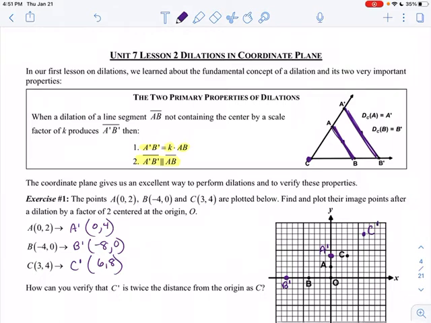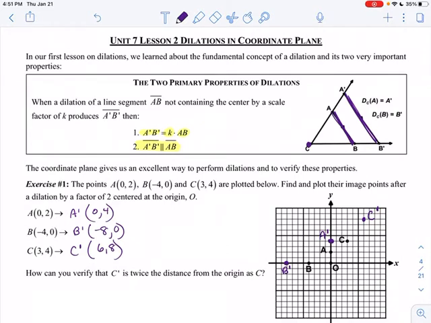How can I verify that C prime is twice the distance from the origin as C? With A and B, they're both on a vertical or horizontal line. They're on the x and the y axis, so you could actually just count. Like A is 2 away and A prime is 4 away, so it's twice as far. B is 4 away and B prime is 8 away, so it's twice as far. To do C, we could just use our distance formula. Okay, they're not asking us to do it, they're just asking us how would I do it, to verify that C prime is twice the distance from the origin.